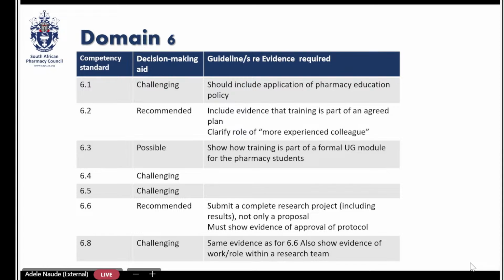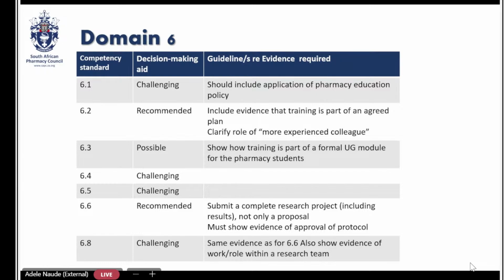Domain 6, the possible ones or the recommended ones, 6.2, 6.3, and 6.6. Important for 6.2, interns fail to include their training plan, and they fail to clarify the role of the more experienced colleague. We want to know who it was, what they assisted you with, what guidance they gave you. So please look carefully at the behavioral statements for 6.2. If we talk about 6.3, you have to show us how you participated in undergraduate training. We want the module information, we want the assessment, we want to see what you taught them, we want to see where it fits into the curriculum. So there's a lot of evidence that you can add there.